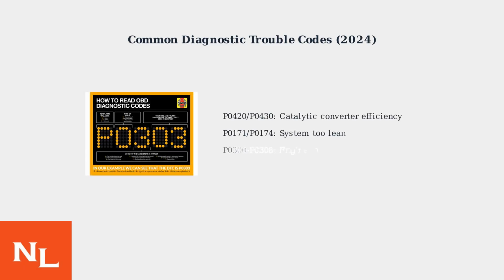The most common diagnostic codes in 2024 include P0420 and P0430 for catalytic converter efficiency issues, accounting for 28% of all codes. P0171 and P0174 indicate the system is running too lean, while P0300 through P0308 represent engine misfires.